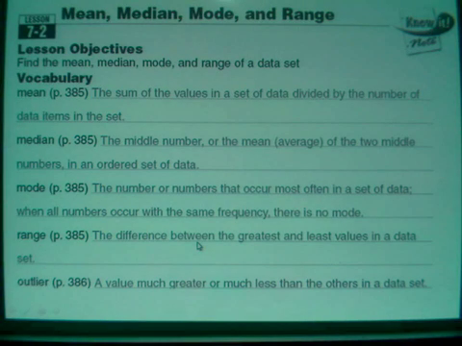Chapter 7, Section 2 is entitled Mean, Median, Mode, and Range, and our objective in this section is to find the mean, the median, the mode, and the range of a particular data set. We'll start off with the vocabulary that we'll use throughout the section.